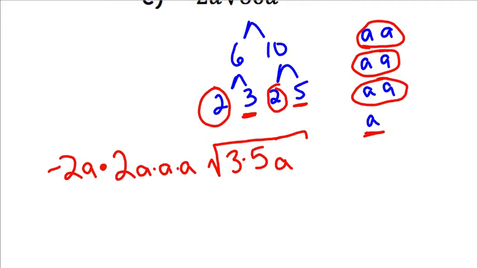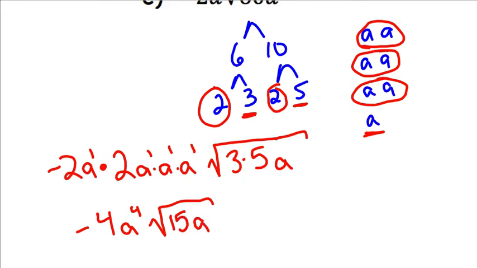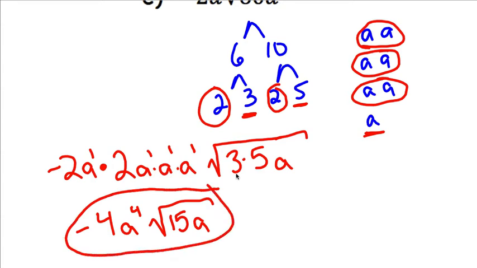Okay, now this is a mess. We need to clean this up. Do your numbers first. Negative 2 times 2 is negative 4. And then how many A's do we have? 1, 2, 3, 4. So that means we have A to the 4th power. If we add all those exponents, it'd be 1, 1, 1, 1. Add those ones up, we get A to the 4th. Square root, 3 times 5 gives us 15. And then we have an A left underneath. So there is your final answer for that example, okay?